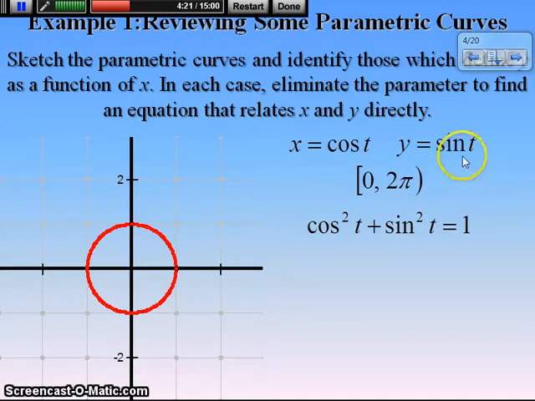Now, if I take sine, which is y, and plug that in, and cosine, which is x, and plug that in, I have x squared plus y squared equals 1. Cosine was x, so x squared; sine was y, so y squared. This makes perfect sense because x squared plus y squared is a circle centered at 0 with a radius of 1, and that's exactly what we've sketched.